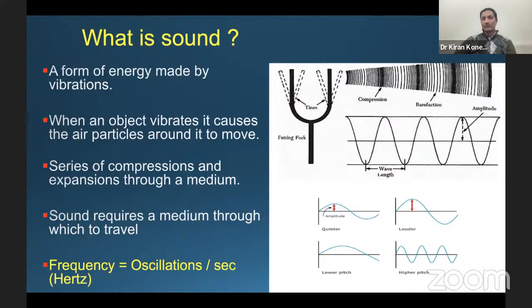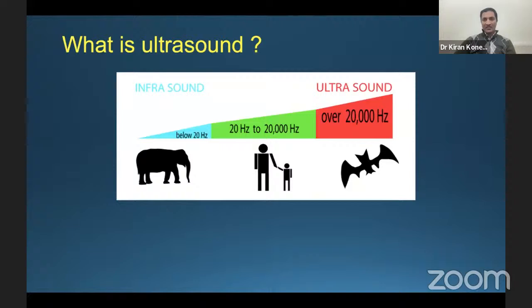So any object that vibrates causes the air particles around it to move, and that leads on to this kind of waveform. And any waveform, to spread, needs a medium through which to travel. And usually sound is measured in hertz, or oscillations per second. Then coming to what is ultrasound? Ultrasound is the frequency beyond human hearing ability. So in this picture, you could see our hearing ability is somewhere between 20 hertz and 20 kilohertz. Over 20 kilohertz, it is called ultrasound, and usually is emitted by bats, etc. And the range below 20 hertz is rarely heard by the human ear, but we're not going to focus much on that.